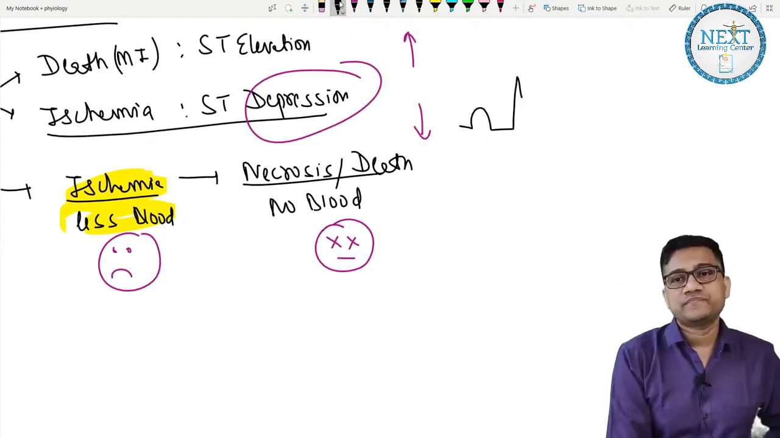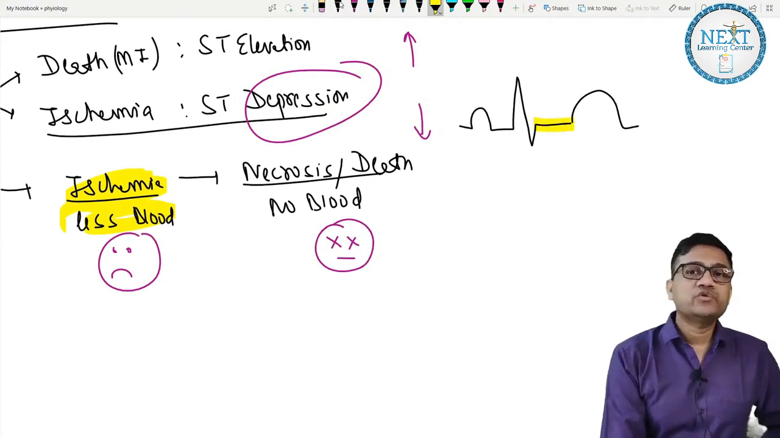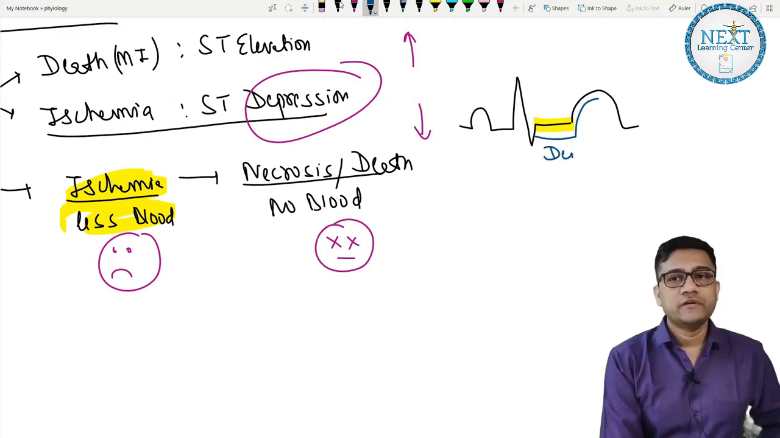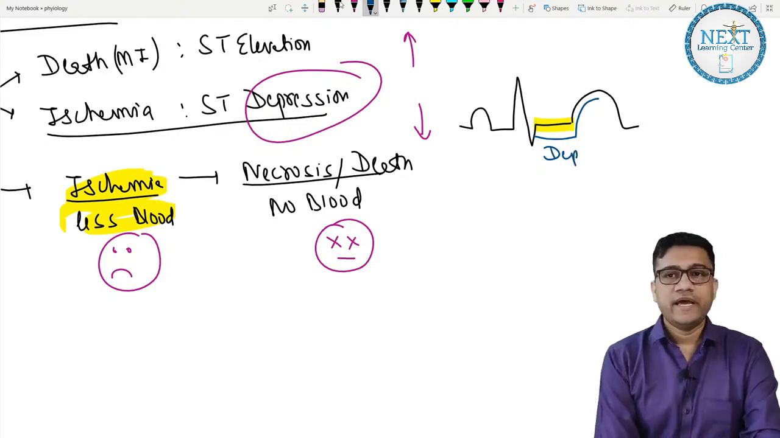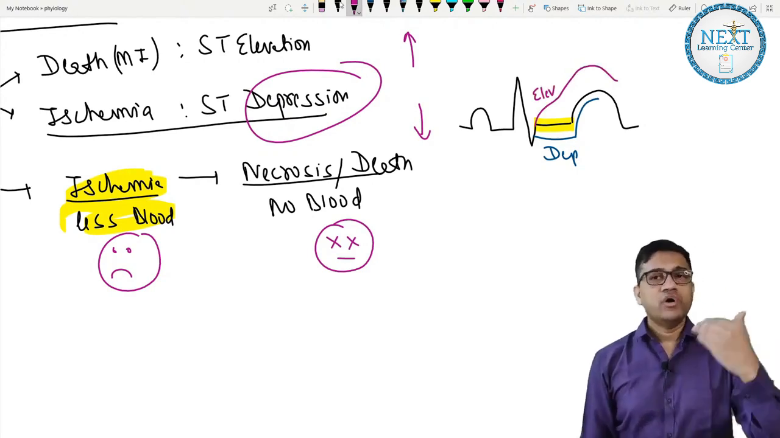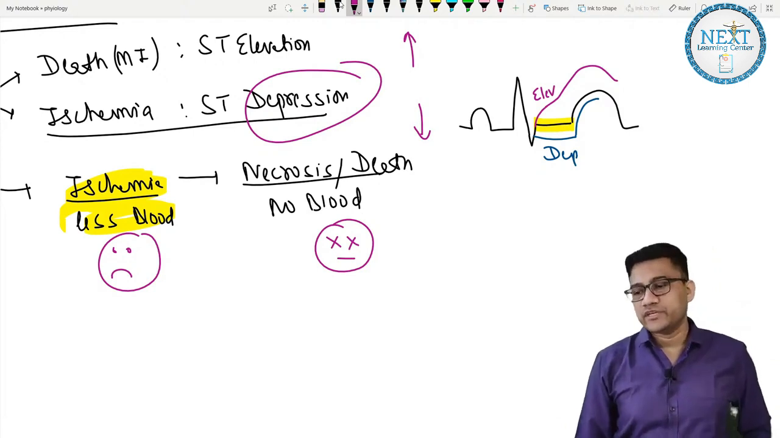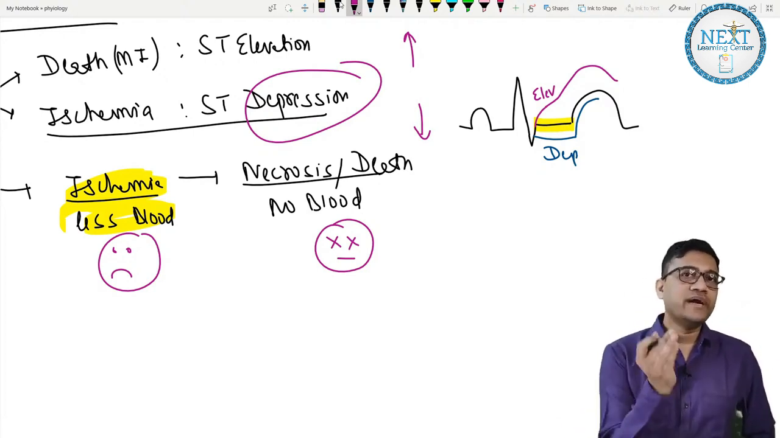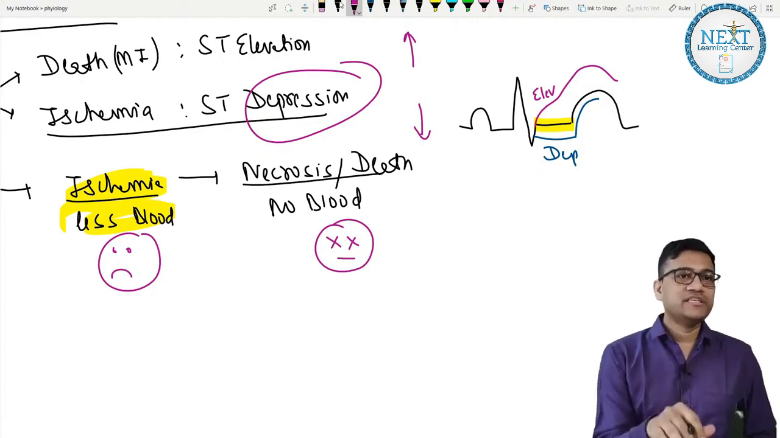See, this is the ST segment. So what are the two versions? Either it goes down like this, so this is depression, or it can go up like this. This is elevation. So either it can go down or it can go up. If depression, yes, ischemia. If death, it goes up. So if he died, it went up, and if there is no blood, ischemia, then down.